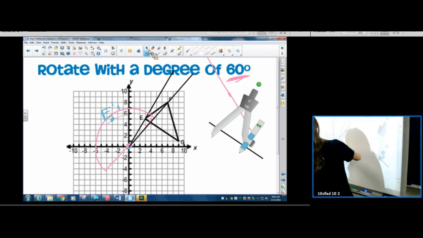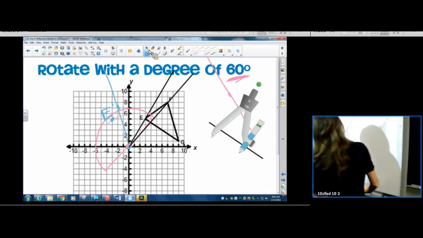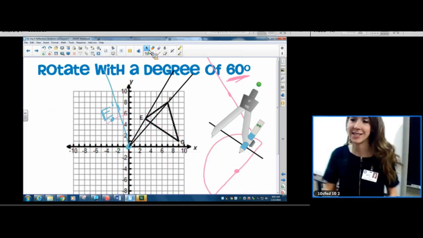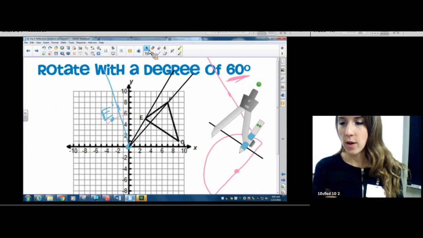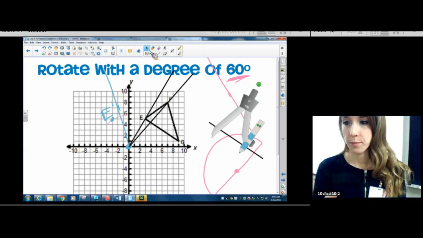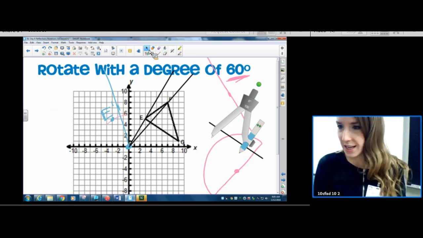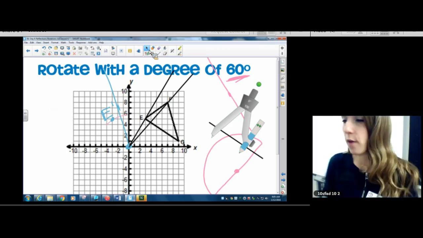Right here-ish. Okay, you draw a line. So that line represents a 60-degree angle with the origin and F prime. Okay, now we need to know how far away from the center of rotation F is. How far away is it?